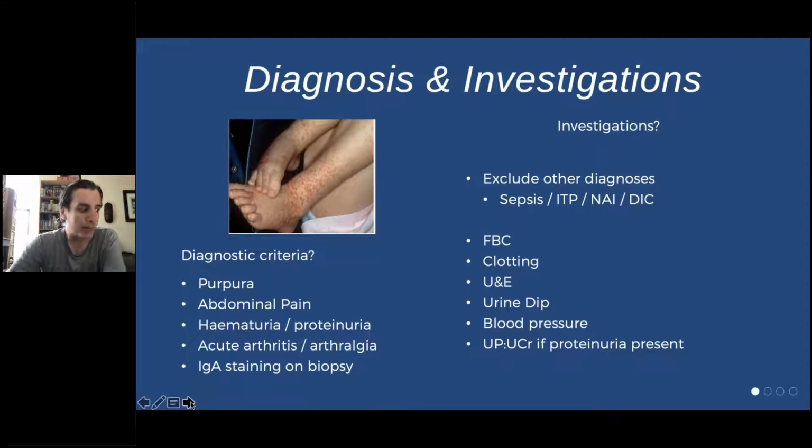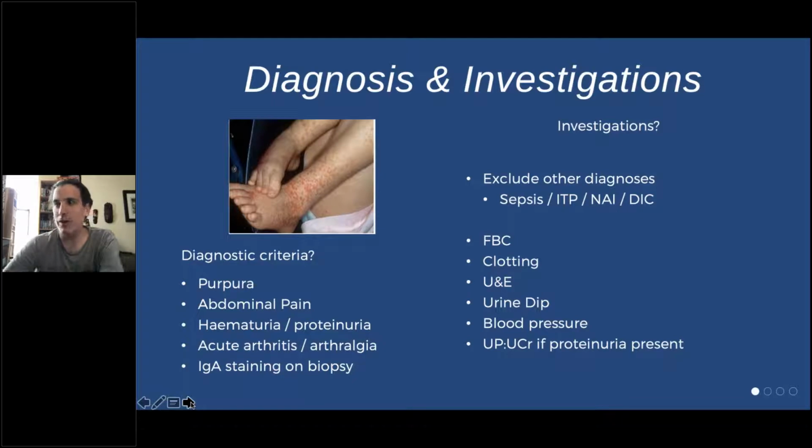What you need to do is a quick workup to exclude other things such as sepsis, ITP, NAI and DIC. The investigations you should include are FBC, clotting, U&Es, a urine dip and a blood pressure. If your urine dip is positive for protein, if there's any proteinuria, you should send a urine protein creatinine ratio off.